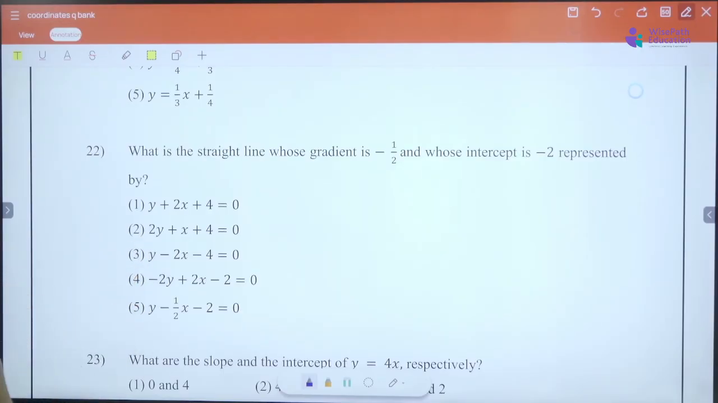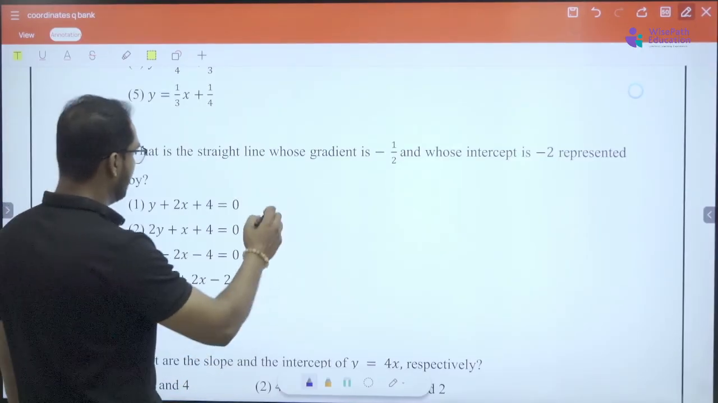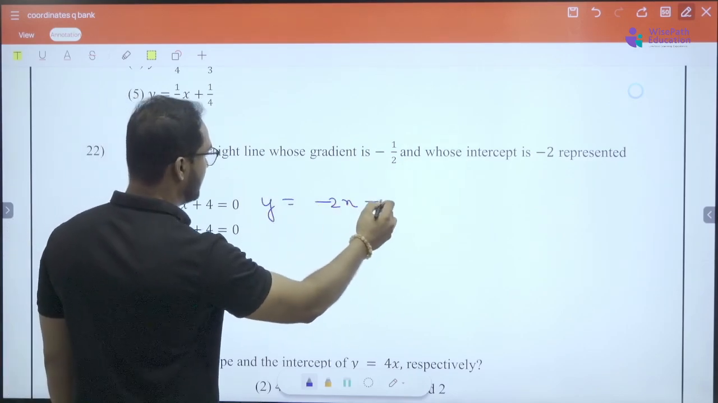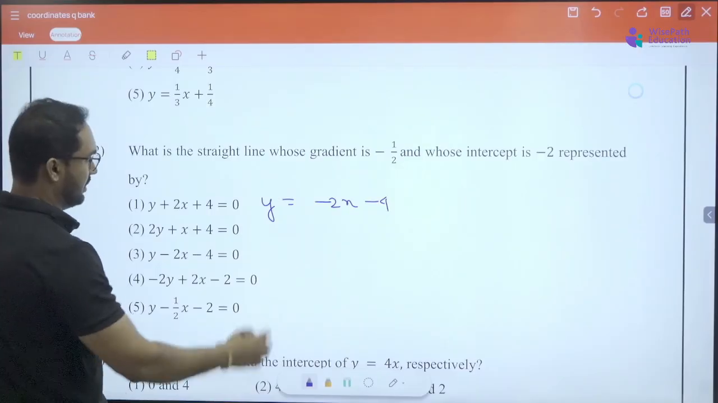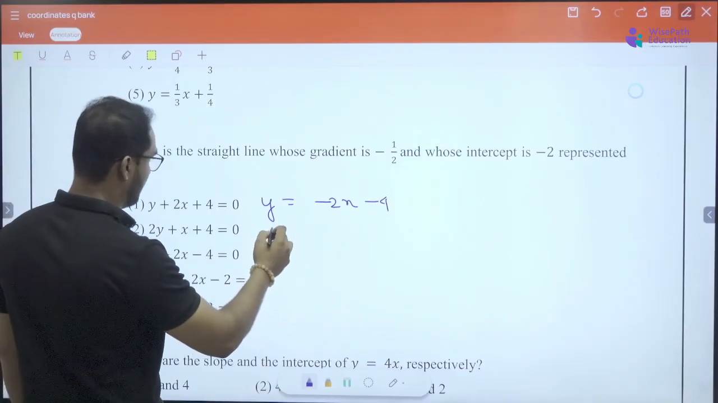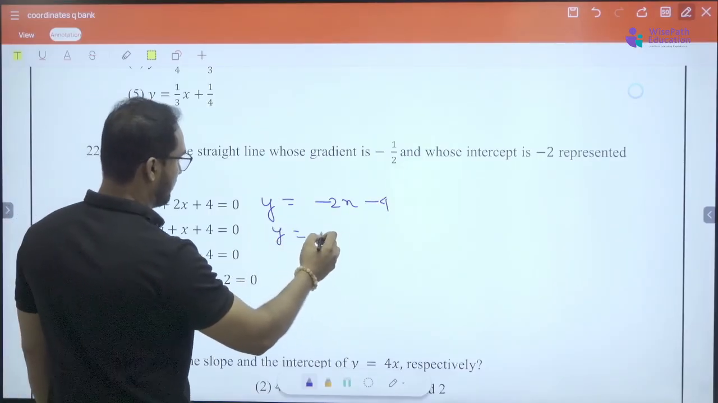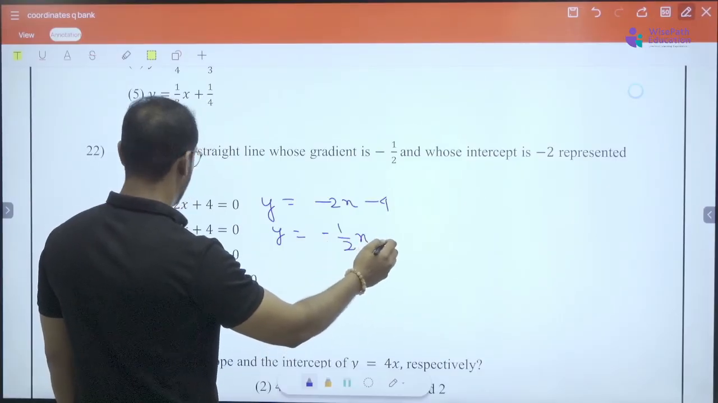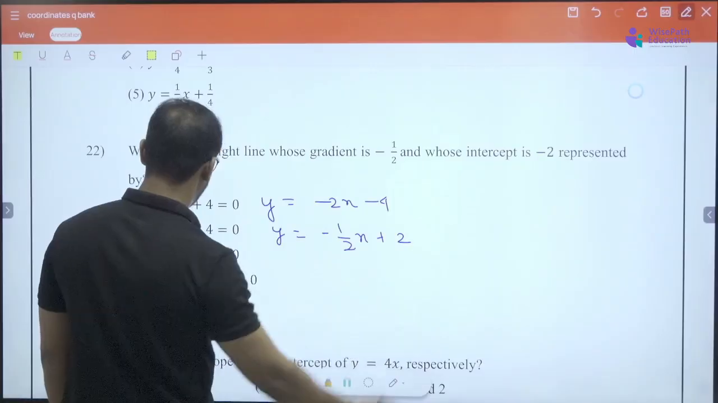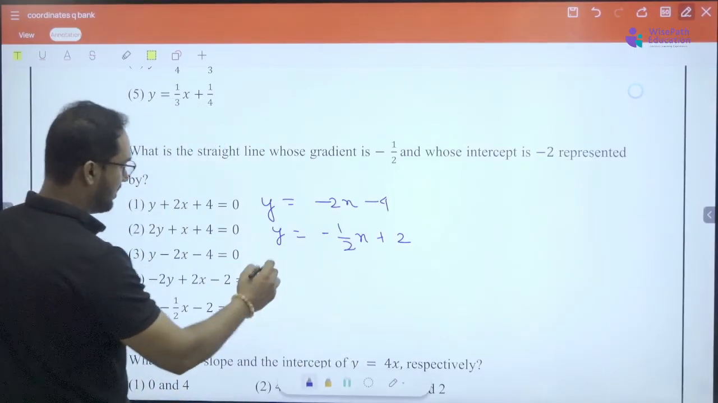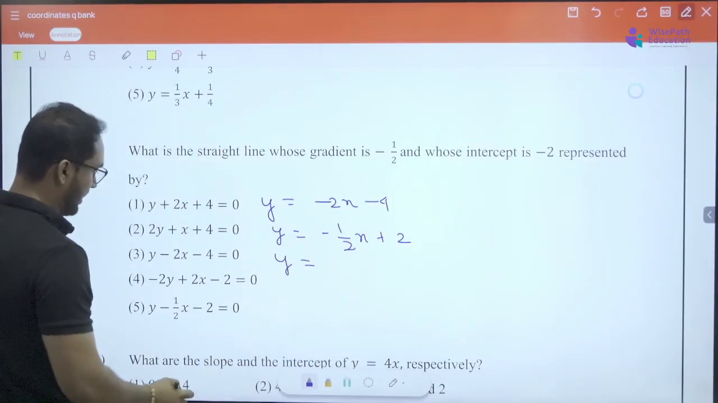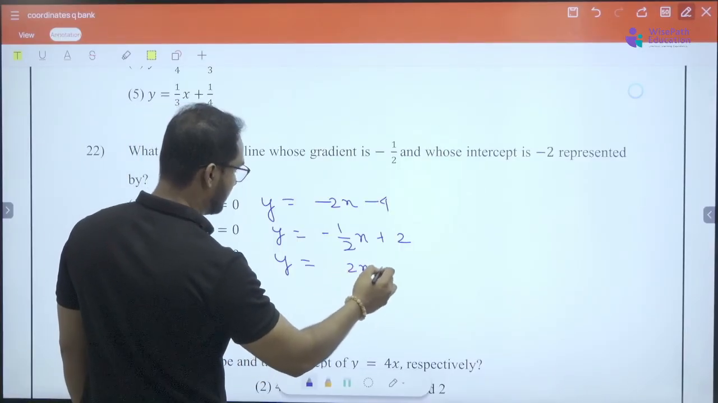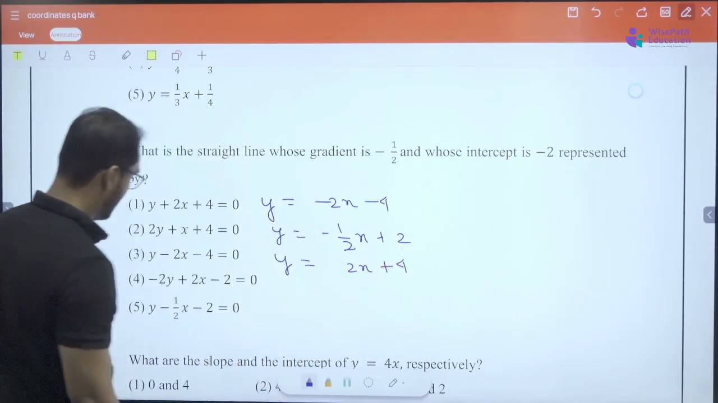You have to convert these. If you convert the first one, that will be y equals minus 2x minus 4, right? The second one is y equals minus half x plus 2, right? The third one will be y equals minus 2x plus 2x, so it's plus 2x plus 4.